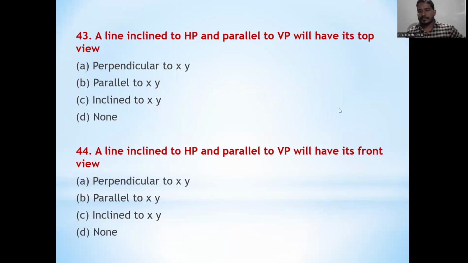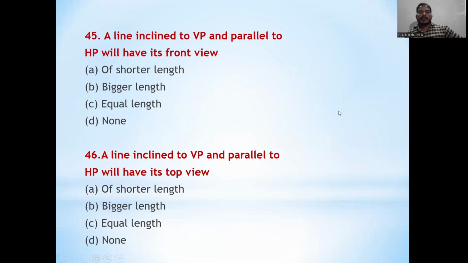Okay, next. 45th: a line inclined to VP and parallel to HP. Now see, just opposite to that condition is a line inclined to VP. In the earlier MCQs, we saw the condition of a line inclined to HP. But here, this line is making an angle. Suppose this is the VP. So it is now inclined with respect to the VP.